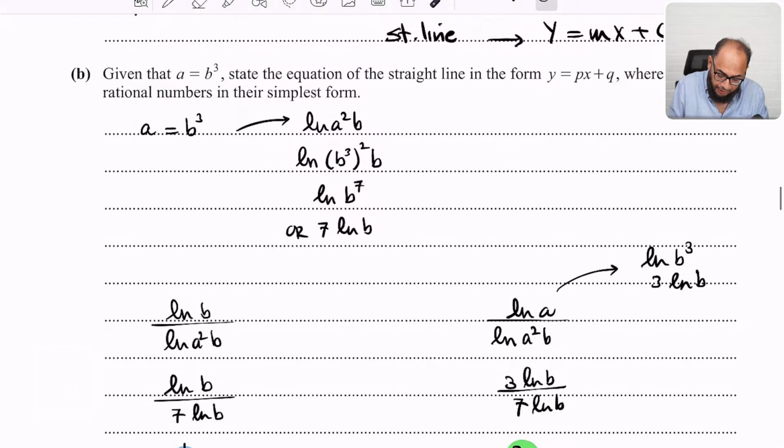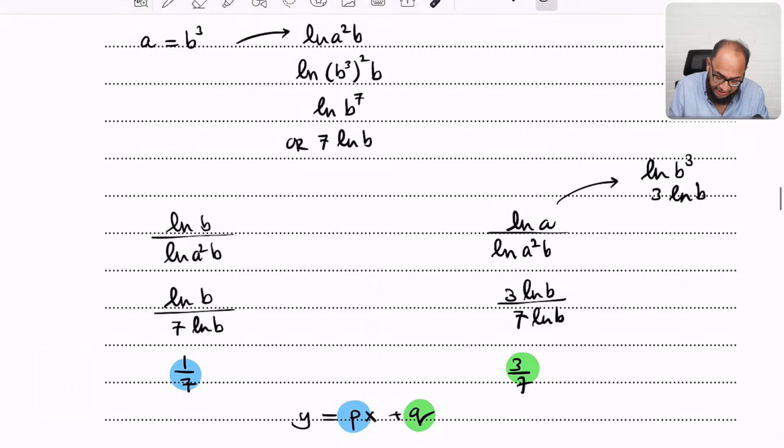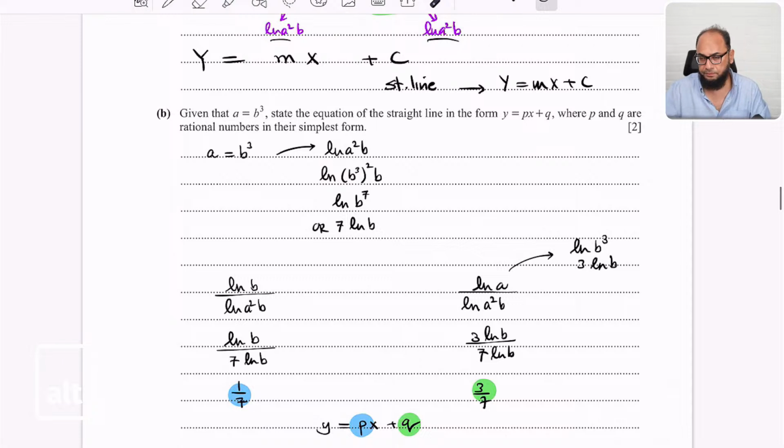So now this is the denominator. This is ln b at the top. ln b over 7 ln b. ln b cancels out. This is 1 over 7. This is your gradient. And this is ln A over this thing. ln A is replaced with B cube, that is 3 ln B. 3 ln B over 7 ln B, that is 3 over 7. And that is how you get this equation. Just have a good look at it.